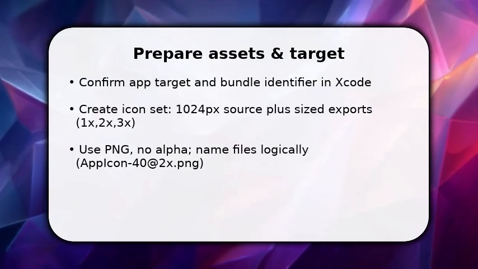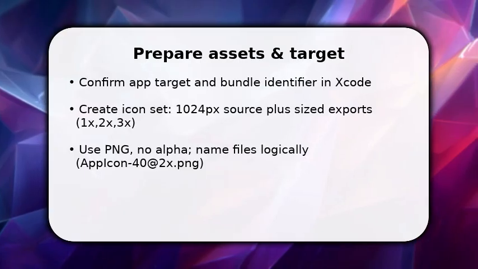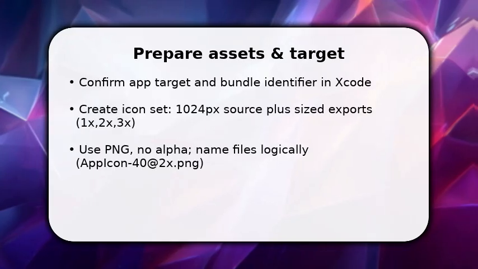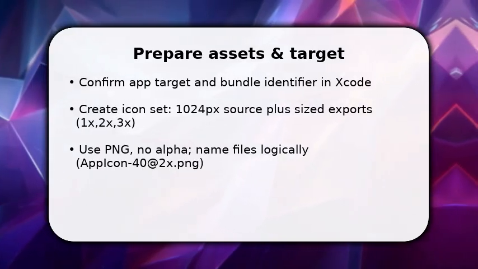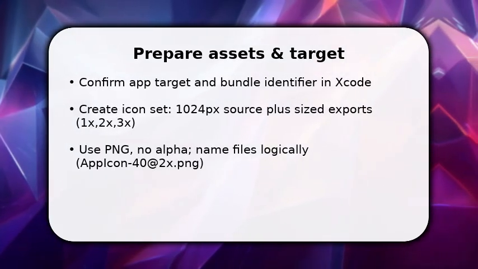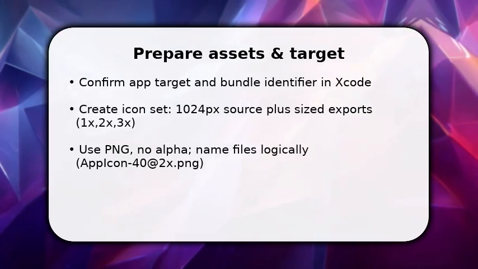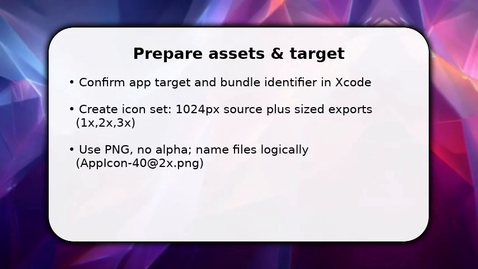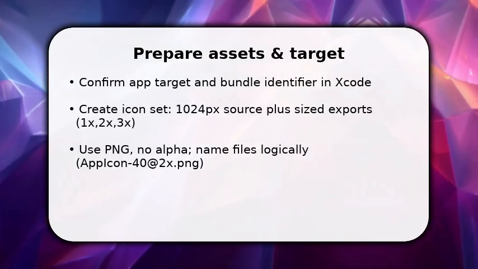You start by confirming the correct app target and bundle identifier in Xcode so you modify the right app. Next, prepare a 1024px master icon and export each required size for 1x, 2x, 3x. You need PNGs without alpha because iOS rejects transparency.